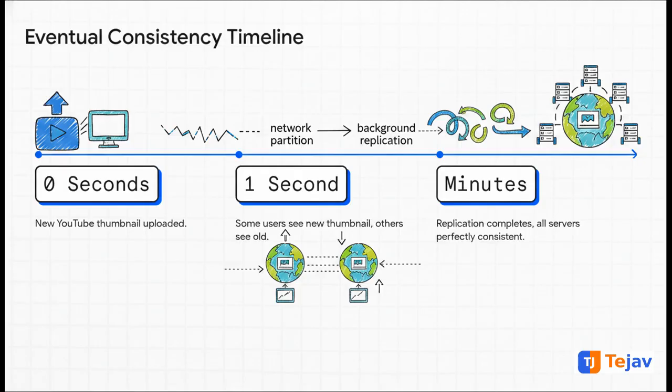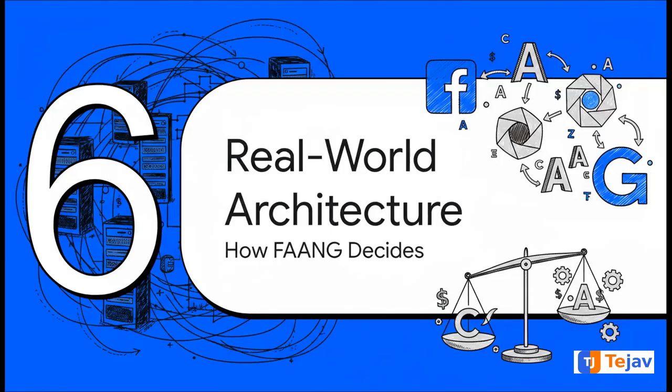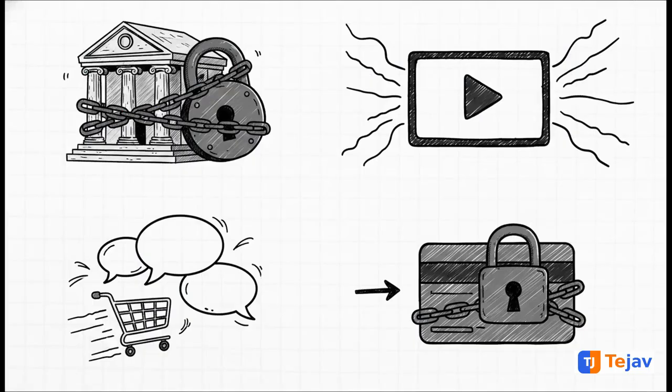But jump to a few minutes later, background replication completes. All servers converge. They weren't perfectly in sync instantly, but they eventually became consistent. It's a clever trick, and it massively improves scalability. Let's see this in action with real-world architecture choices. Here is how FAANG companies actually decide. It is absolutely fascinating to see how tech giants apply these trade-offs to multi-billion-dollar businesses.